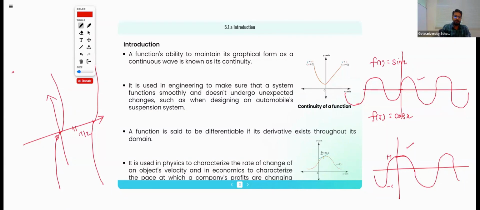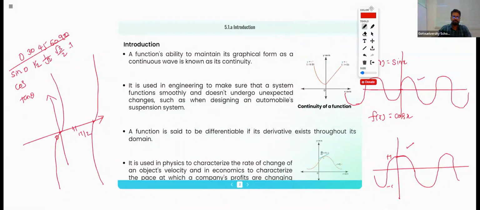Let me remind you of the values of sin, cos, tan for standard angles. So sin 0, 30, 45, 60, and 90. What is sin 0? 0. Sin 90 is 1, and it keeps repeating. This is 1 by 2. This is 1 by root 2. This is root 3 by 2. Right?